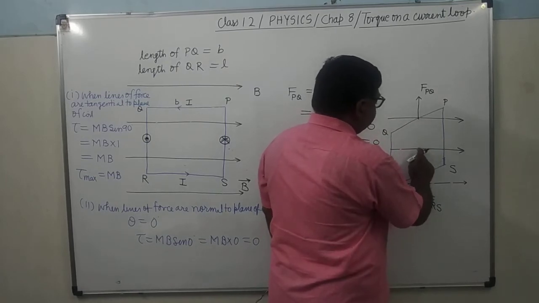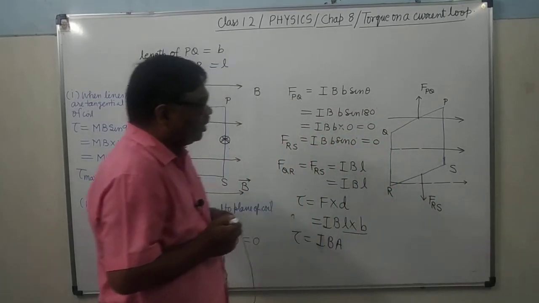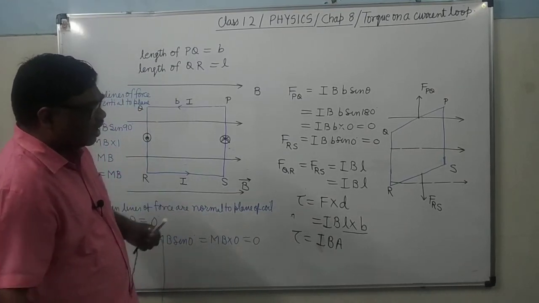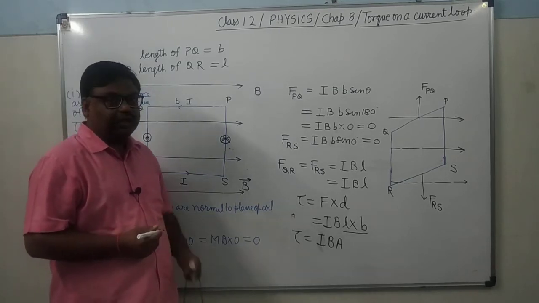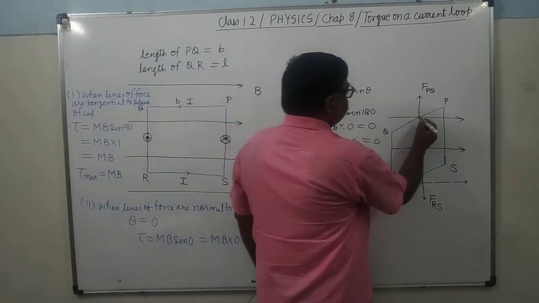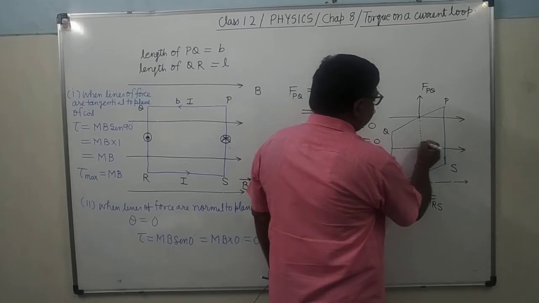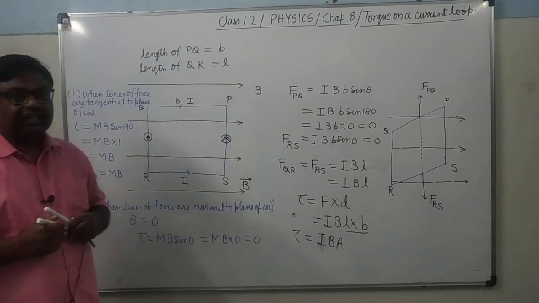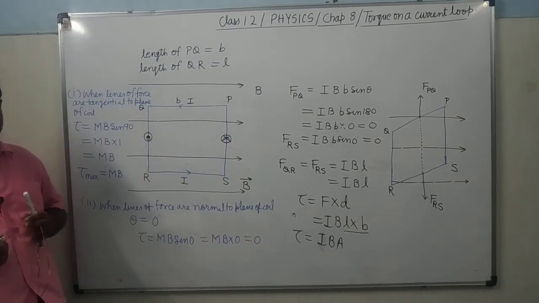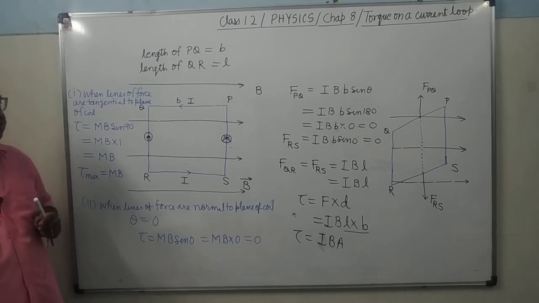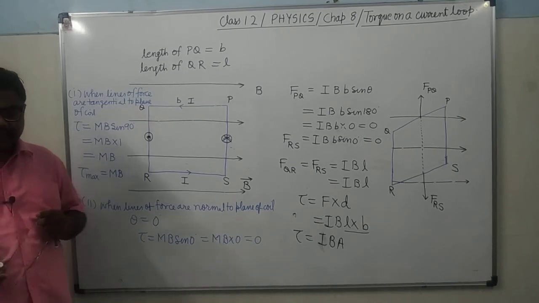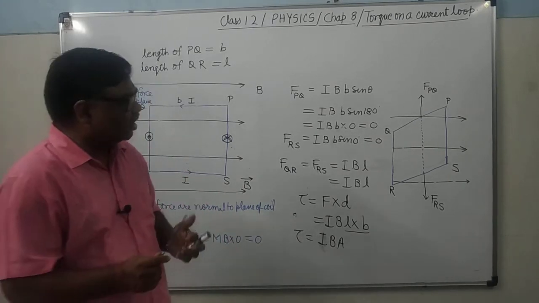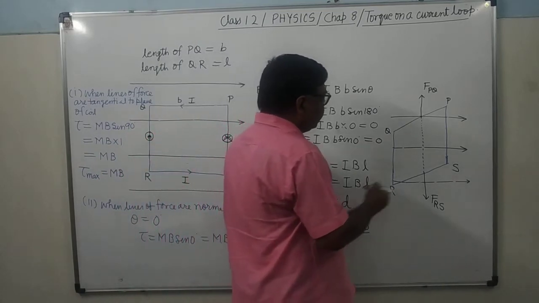If you see here, these two forces will be equal in magnitude, opposite in direction. But later I will show you that these two forces will be equal in magnitude, opposite in direction, such that their lines of action are coinciding. So what will happen? They will set up neither any net force nor any net torque. It's clear? Means still there is no force, no torque. It's clear? But what will happen to the forces which are acting on segment QR and on segment PS?